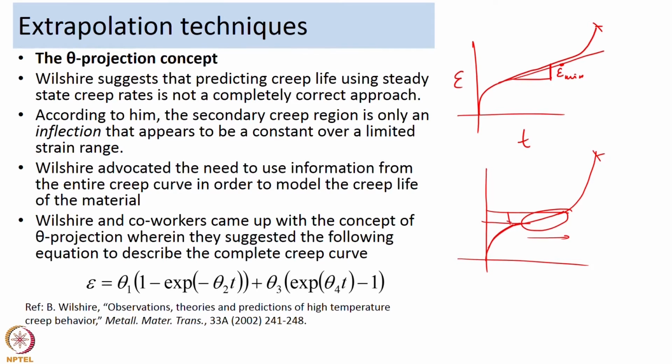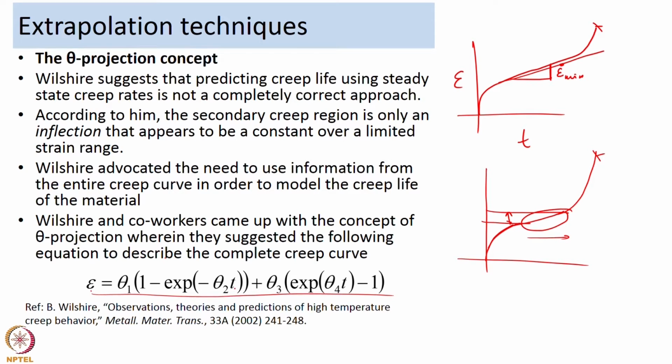So, for him overly relying on steady state creep rates to predict creep performance is not a completely correct approach. He advocated the need to use information from the entire creep curve. Rather than only relying on epsilon dot minimum, we should use information coming from the entire creep curve and use that data to model the creep life of the material. With this concept they developed the theta projection concept, wherein they suggested that the creep curve could be described by the following equation. So, you have epsilon versus t related by the following equation.